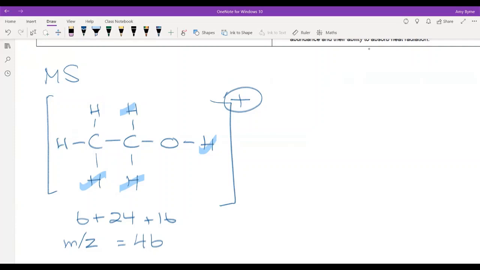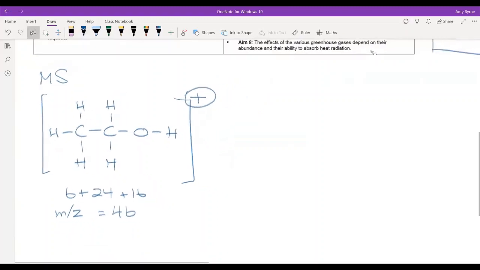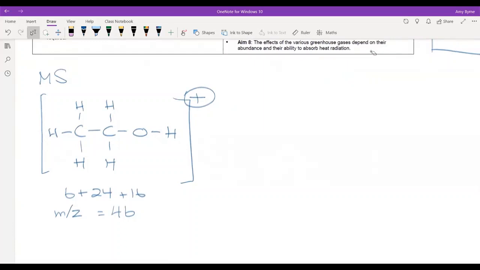Now, the issue with ripping electrons off molecules is that the molecules tend not to like that and will fracture and break apart. So, when this breaks apart, it might boot out my hydrogen. So I end up with this.